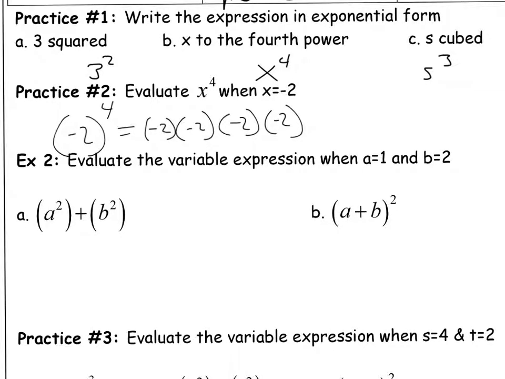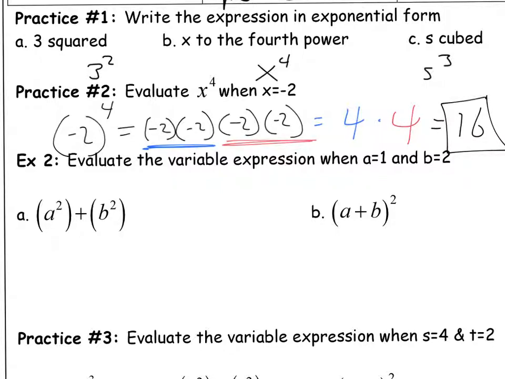Well, let's break this down into parts. Let's call this the blue part and this the red part. Well, what is negative 2 times negative 2? We should have learned already that a negative times a negative is a positive. So this is going to be a positive value. And 2 times 2 is 4. So we end up with 4 times, and this is the same thing, so this is also 4. So then our answer is 16. Okay? So we see that when we have an even amount of negatives when we're multiplying, it actually will turn into a positive.